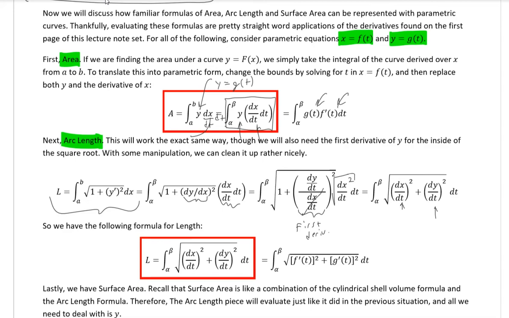This one, the order doesn't exactly matter because it's addition, and addition is commutative and associative, so it doesn't matter the order here. Or if you want to put this in f and g terms, the square root of f prime of t squared plus g prime of t squared, dt. That would be arc length.